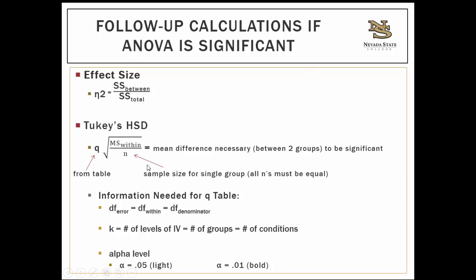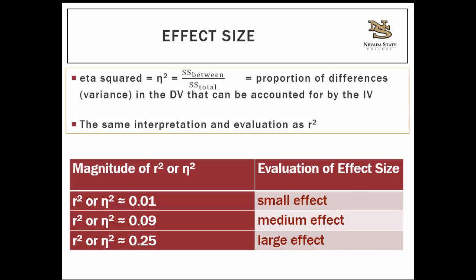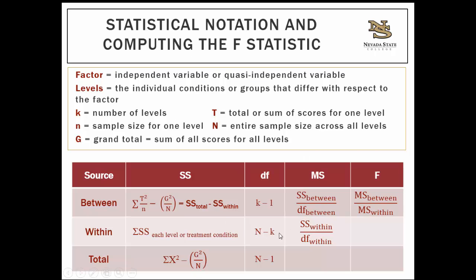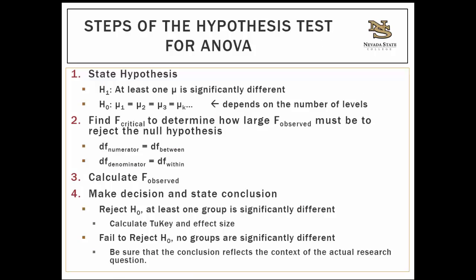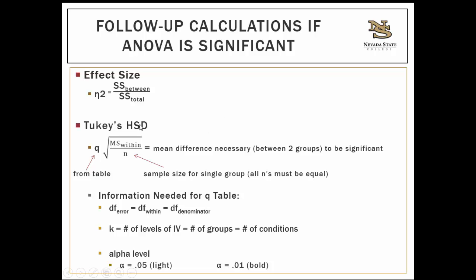Okay, so you'll find Q in the table, and then you'll multiply that by the square root of your mean squares within divided by n. So again, the source table is important because you have to keep all these calculations straight, right? So you'll go find mean squares within to plug it into your formula for Tukey's HSD, divide that by n. Now n is the sample size for a single group. So if you have 4 groups and there's 5 people in each group, your sample size isn't going to be 20 here, it's going to be 5.